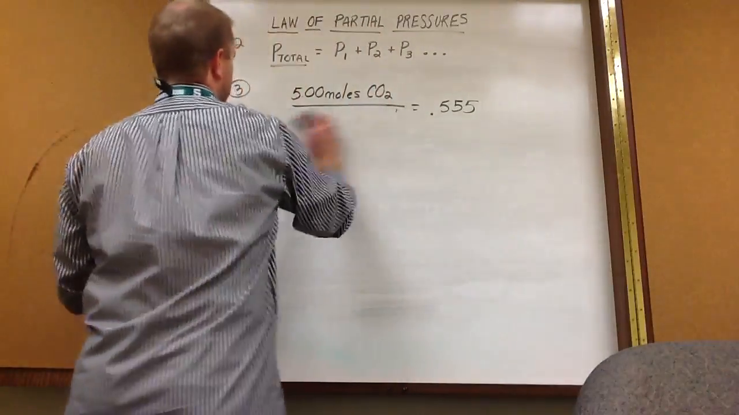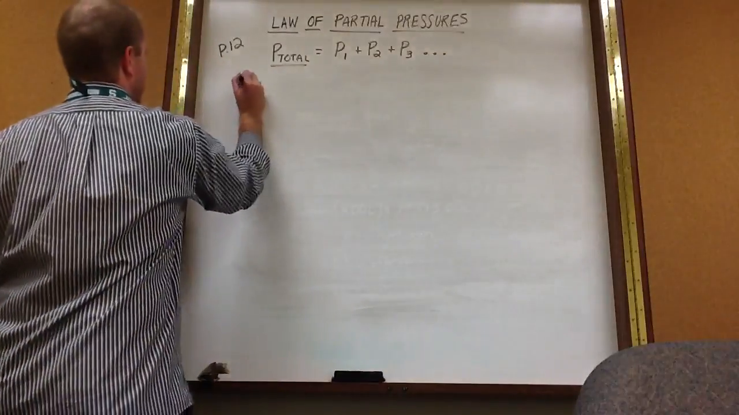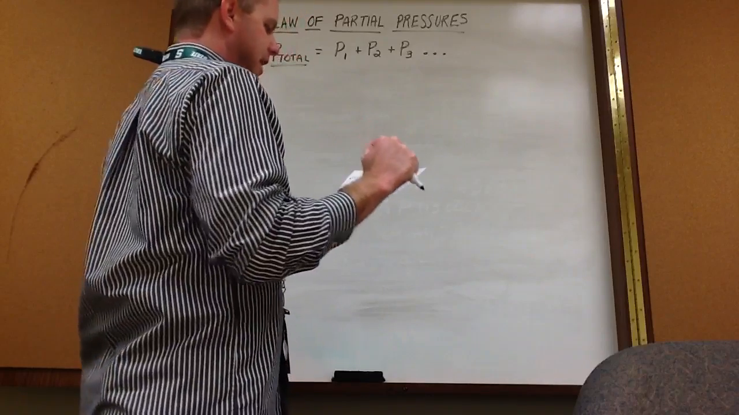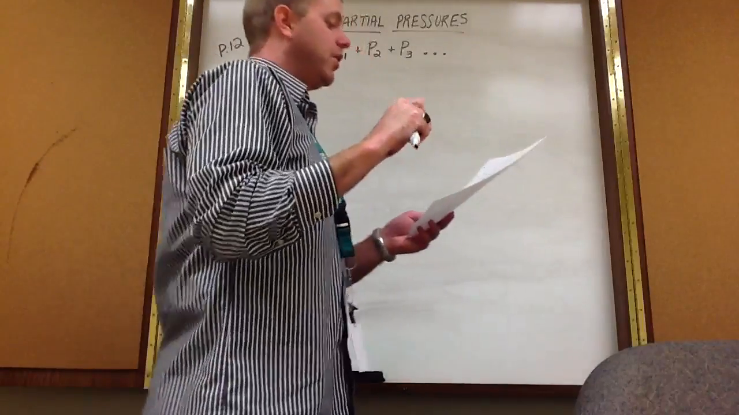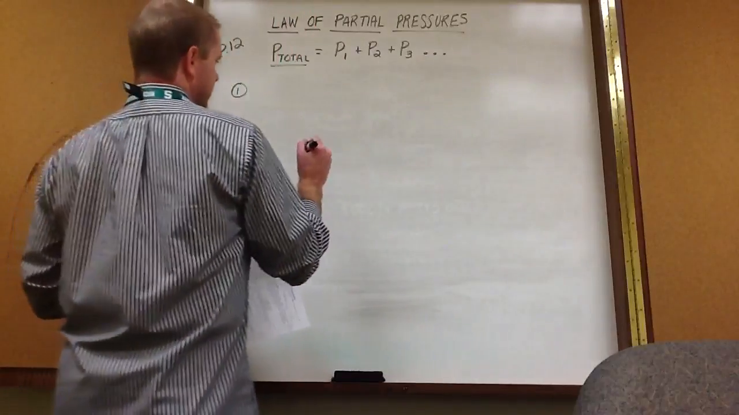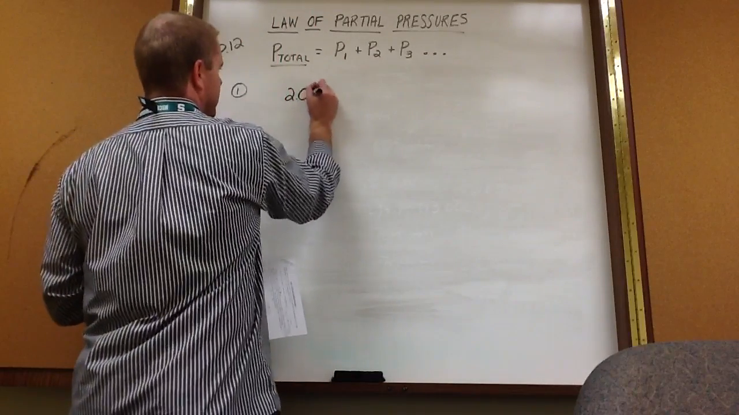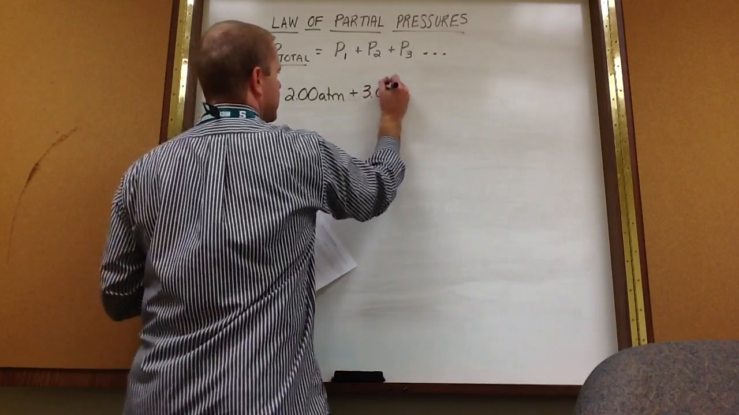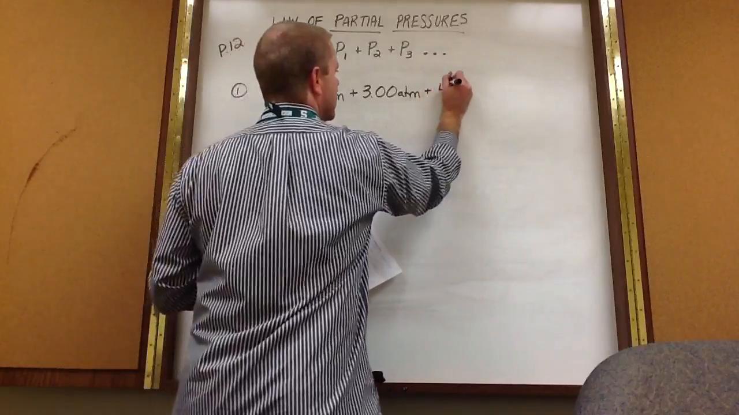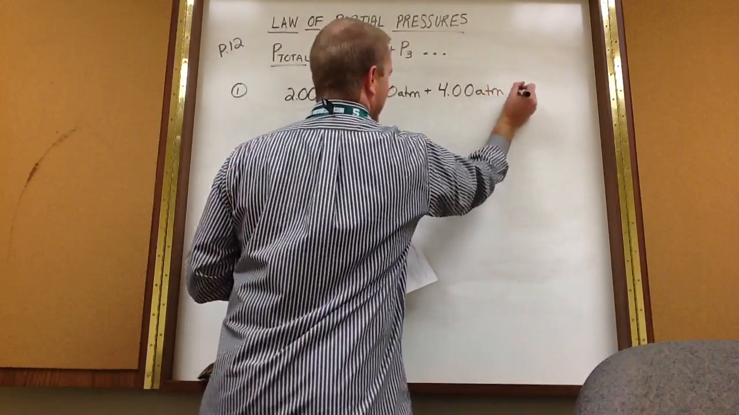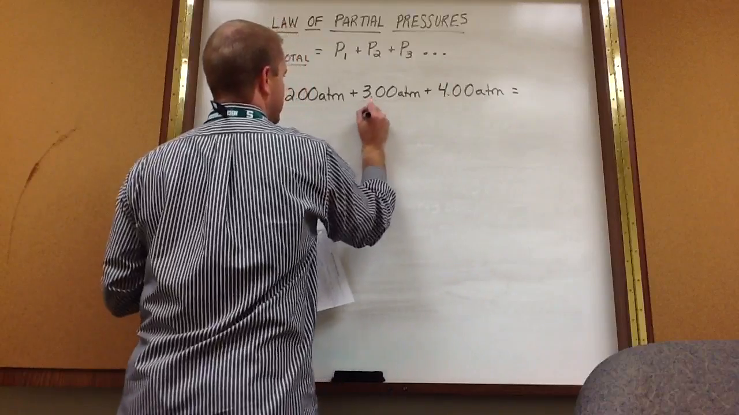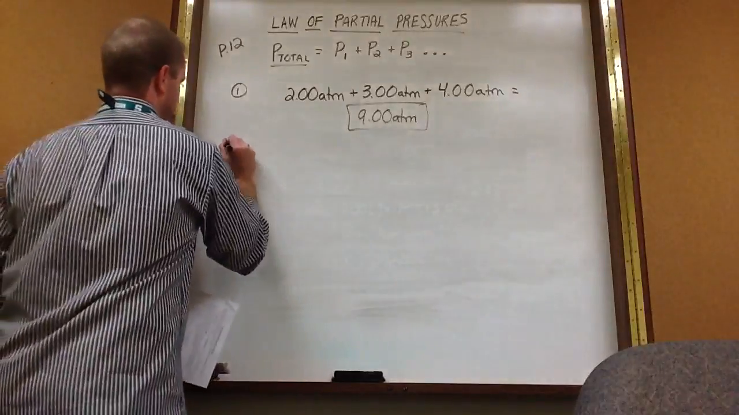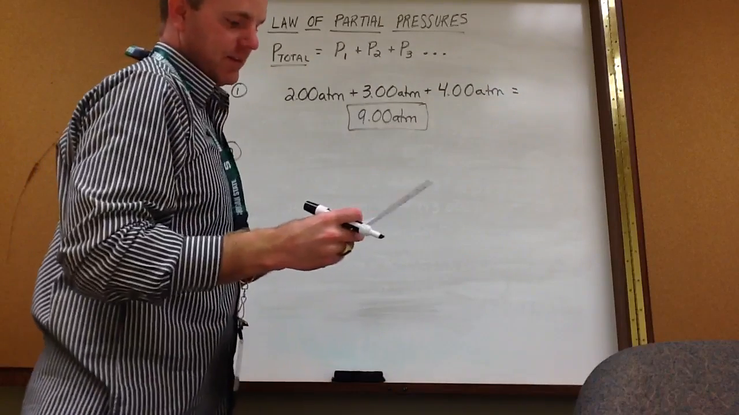Number 1 down below. Number 1 says, a container holds 3 gases: oxygen, carbon dioxide, and helium. The partial pressures are 2 atms, 3 atms, and 4 atms. Well, this is the easiest I can ever make a problem, guys. I give you the 3 pressures, so all you have to do is add them together. 2, 3, 4 is 9.00 atms. Moving on. Question number 2. Yep, that's as easy as I can make it.